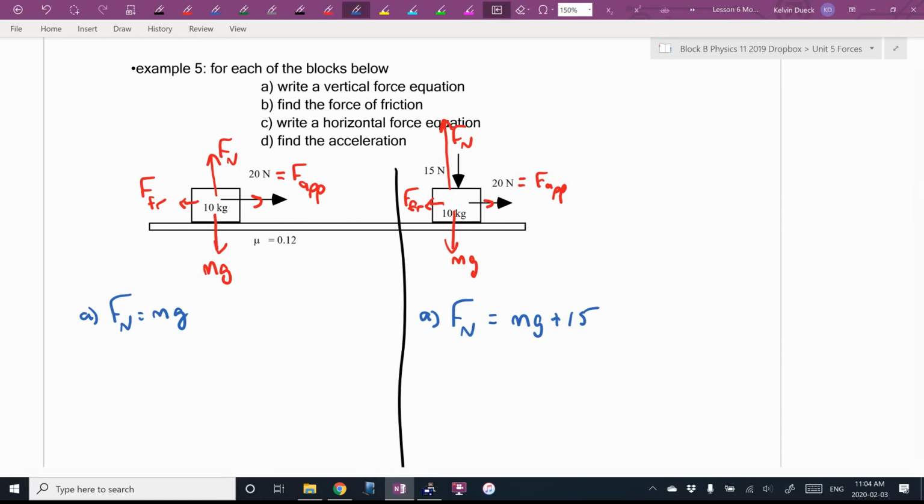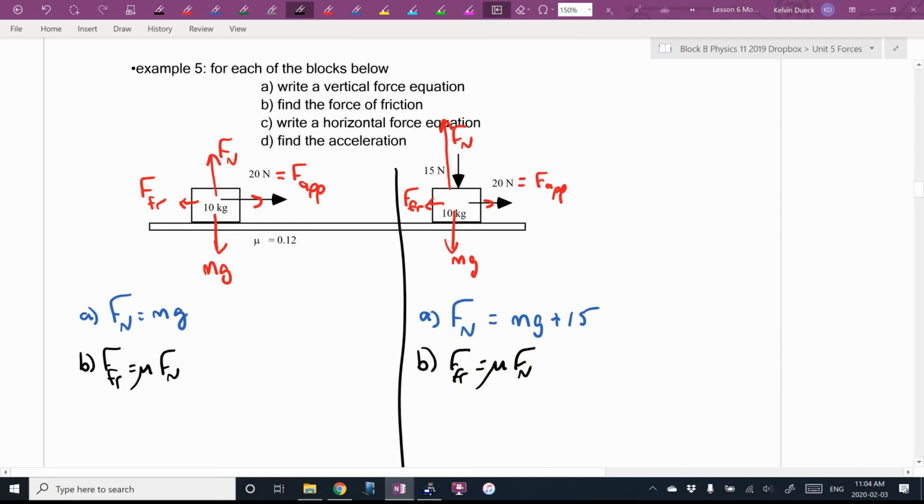Did they say that they wanted me to calculate anything, or did they just say write an equation? Have we written an equation? Next, B. Serenity, what does B want me to find? The force of? Sean, what does B want me to find? The force of? Well, for both of you, it's still going to be mu times the normal force.